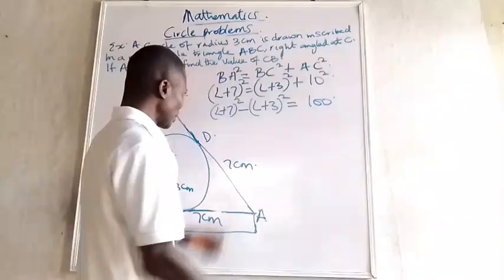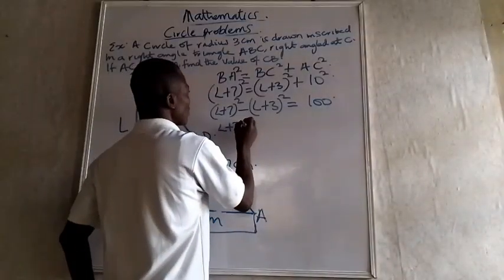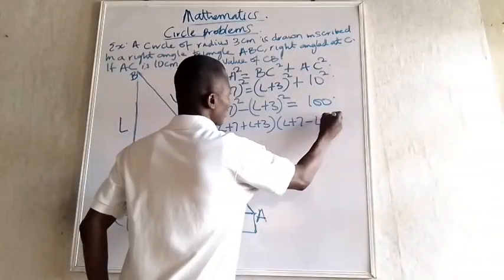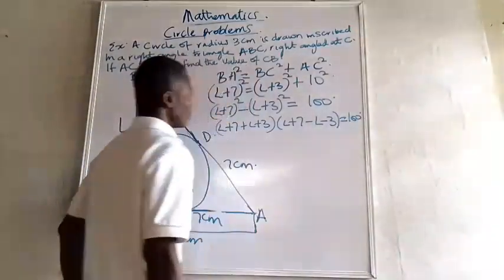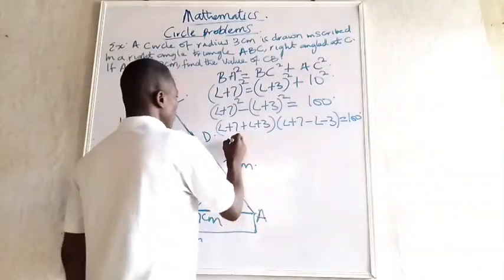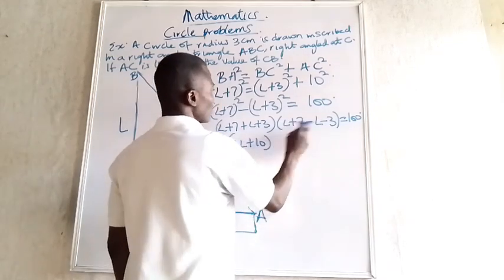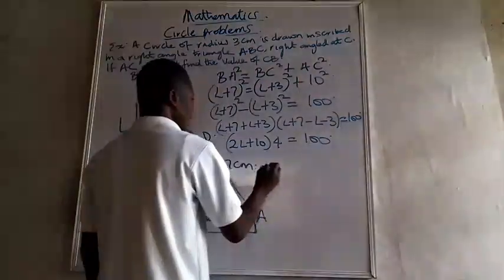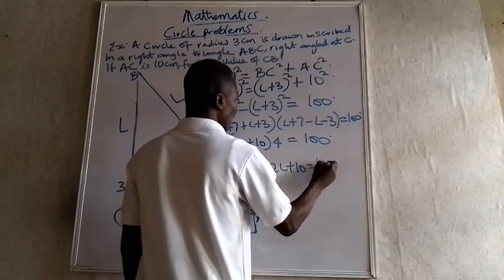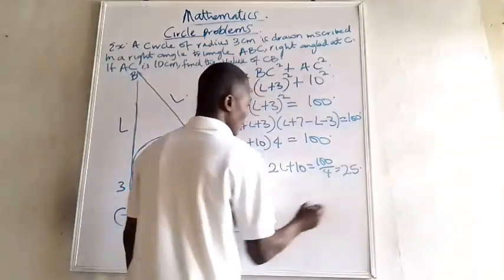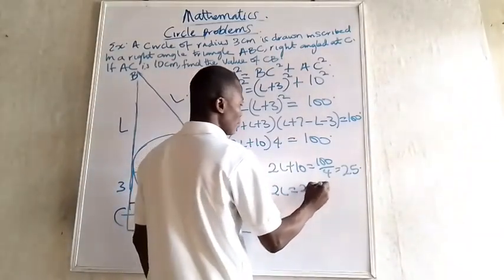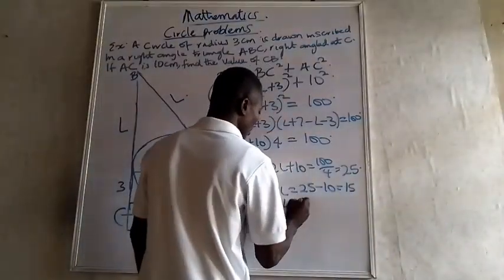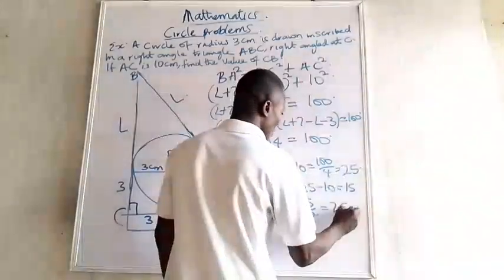And you know this is difference of two squares. So I can now see L plus 7 plus L plus 3 into L plus 7 minus L minus 3 will give me 100. So this is 2L plus 10. 2L plus 10. So this is 4. It's giving me 100. Therefore, I can easily say 2L plus 10 is equal to 100 over 4, which is 25. So 2L will be equal to 25 minus 10, which is 15. So L is 15 over 2, which is 7.5 centimeters.